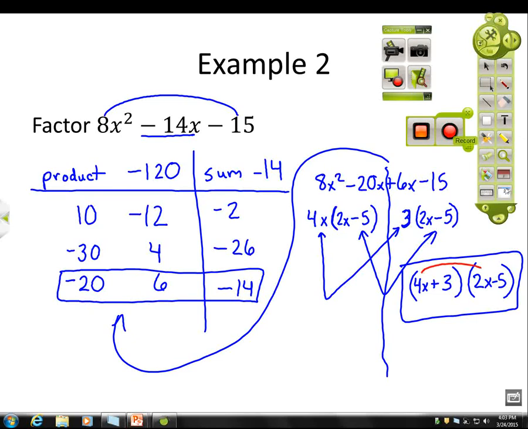So you could see the 4x times 2x would give you the 8x squared. The 4x times the negative 5 would give you the negative 20x. The 3 times 2x would give you the 6x, and your 3 times negative 5 would give you the negative 15, which is what you had here. And then you could combine like terms to get what you have here. So you can always double check your work after you've factored something, working backwards to go back to your original problem.